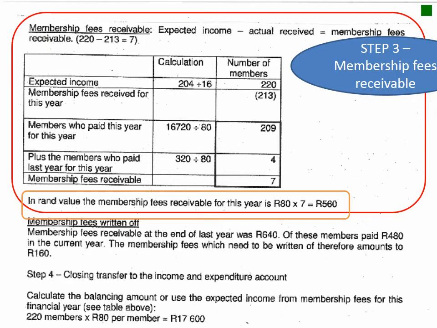We then end up with 7 members who haven't paid. 7 is 220 minus 213. 220 is the number of members who should have paid. 213 actually paid. 7 haven't paid. So if we take 80 times 7, it means we must accrue for income that hasn't been received of 560 at the end of the year.